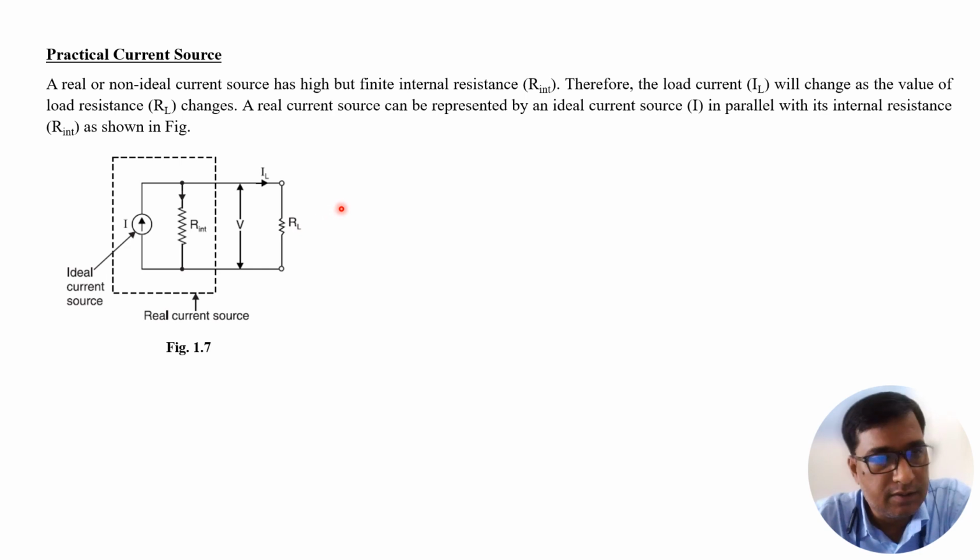Whereas for the practical current source or non-ideal current source, there will be a finite high value of resistance connected in parallel to the ideal current source. Therefore, the load current IL will change as the value of load resistance RL changes. The real current source can be represented by an ideal current source in parallel with a high value internal resistance RINT.